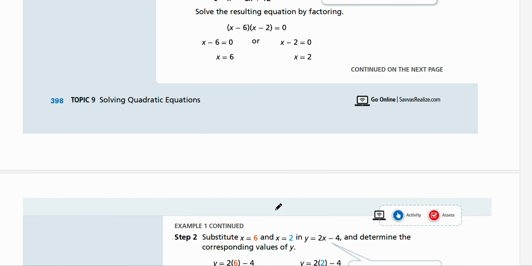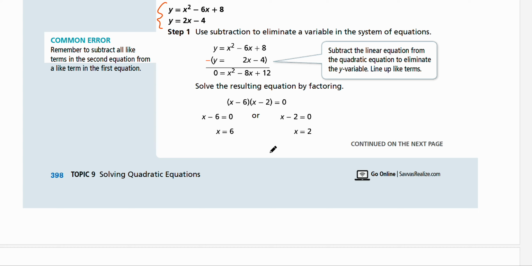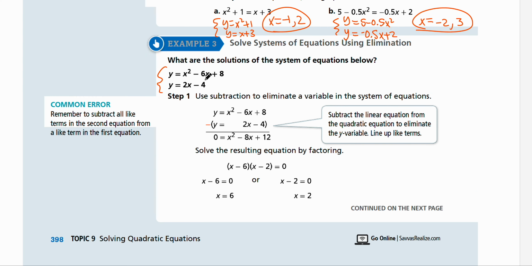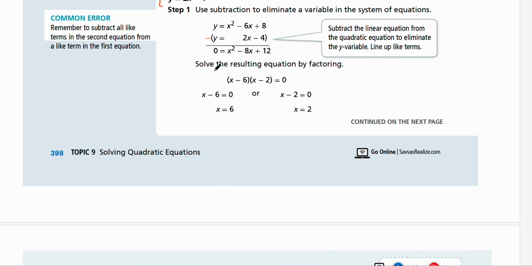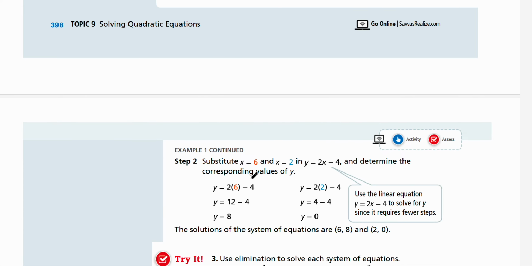Then we can substitute these x values in the equation that we eliminated, right? And see if the y values match up, just to check our answers. So when x is equal to 6, y is equal to 2 times 6 minus 4, which is 12 minus 4, so y is equal to 8. So that would be our point, 6, 8. And if you substitute 2, y would be 0, so 2, 0.